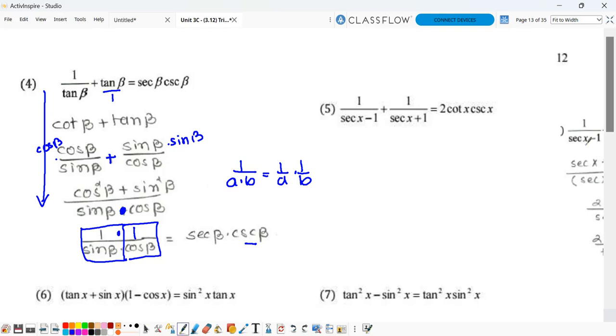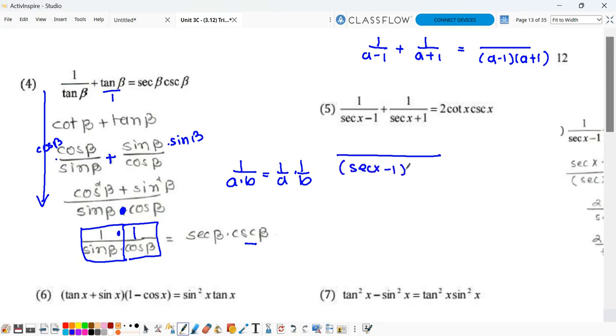Okay, so let's talk about fractions. Giving you an example, if you have 1 over a minus 1 and 1 over a plus 1, how do you combine these two fractions? We learned this in algebra 2. So clearly, the common denominator is a minus 1 times a plus 1. Same thing here: secant x plus 1, secant x minus 1. Multiply, secant x plus 1 plus secant x minus 1.